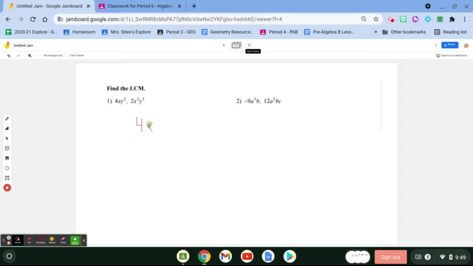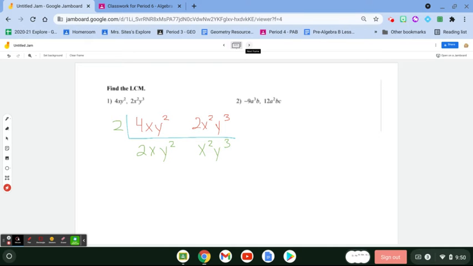So I'm going to find the least common multiple of 4xy squared and 2x squared y to the third. We're going to start out looking for the biggest number that we can divide out, but we actually find the least common multiple in a slightly different way. So right now I'm just looking at the numbers. Between a 4 and a 2, the biggest number I can divide out is a 2. So 4 divided by 2 is 2. Drop down x y squared. 2 divided by 2 is 1. So I'm just going to drop down the x squared and a y to the third.